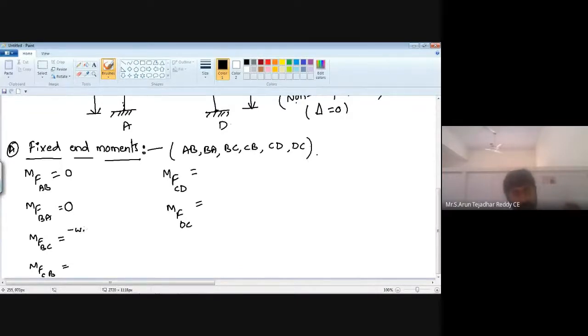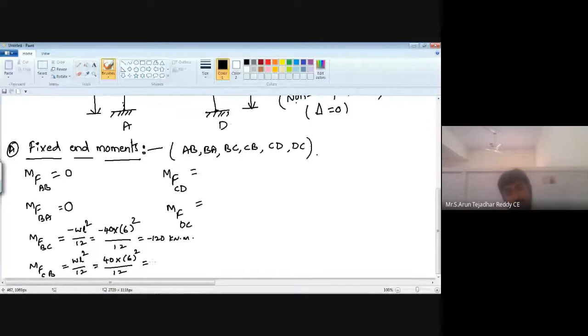Minus WL square by 12 and MFCB is WL square by 12. Now, given load for BC is 40 kilonewton per meter and L, the span of BC, is 6. So WL square by 12: all of you calculate that value. 40 into 6 square by 12, what is the value? Tell me. One is minus 120 kilonewton meter. Here it is 120 kilonewton meter.